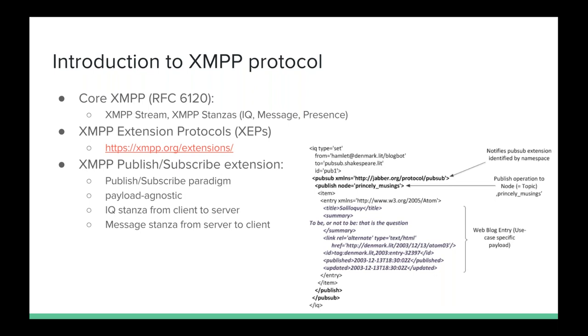This extension defines the IQ stanza from client to server. As you can see on the left, there is an exemplary message format. The header is defined in the top-level XML element, and the message stanza is used from server to client to update information in vRouters. So that is what XMPP looks like.